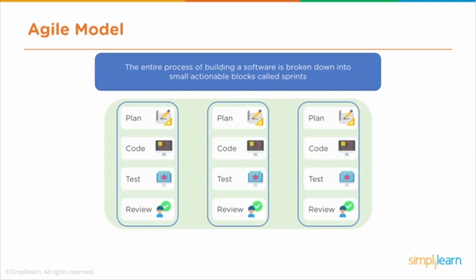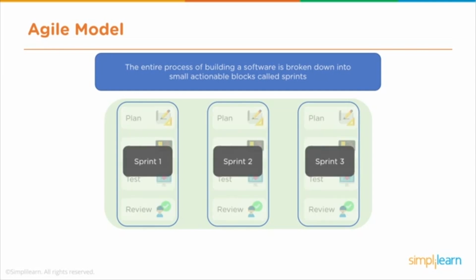But we do all this in a much tighter cycle that we call a sprint. And typically a sprint will last for about 2 weeks. Some companies run sprints every week, some run every 4 weeks. It's up to you as a team to decide how long you want to run a sprint. But typically it's 2 weeks.